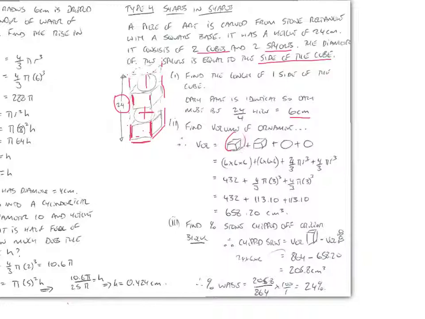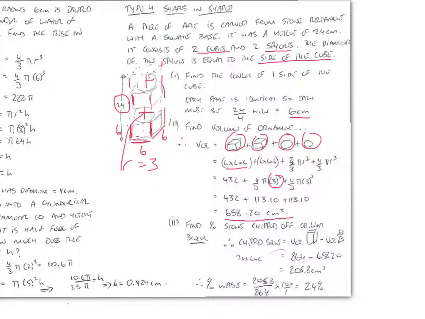And then we're asked to find the volume of the piece of art itself. So that's a cube plus a sphere plus a sphere. So the cube, if one side is 6, the other sides must be 6 as well, because it's a cube. So the volume of the cubes is 6 by 6 by 6, and the volume of the spheres is 4 over 3 pi r cubed. And if the diameter is 6, then the radius r must be equal to 3. So we plug that all into the formula, and we get the volume of the ornament as 658.2 centimeters cubed.